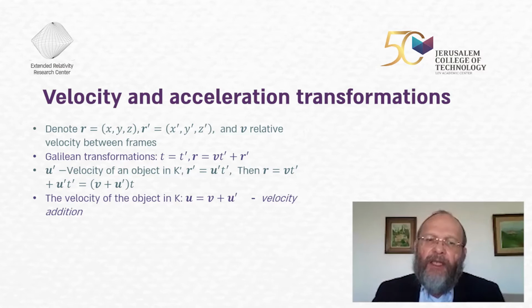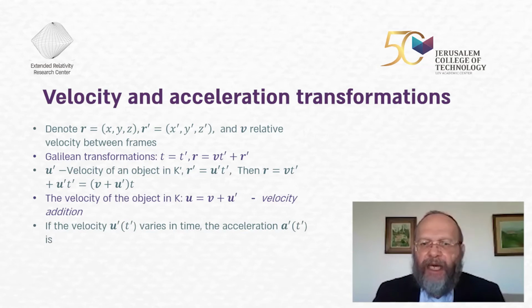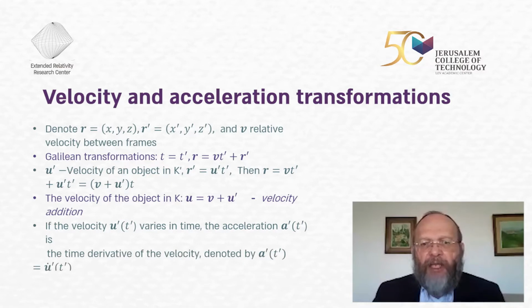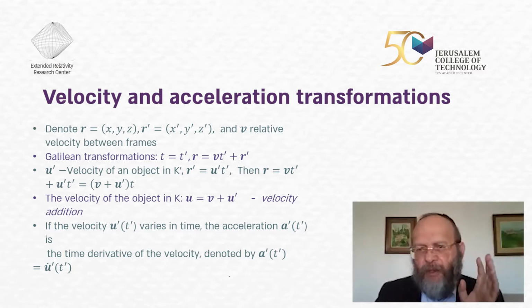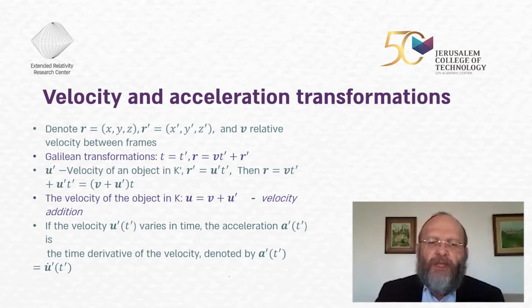Now, how do we define the acceleration transformation? If the velocity u prime varies in time, the acceleration is the time derivative of the velocity, denoted by putting a dot above the vector. A dot above the vector is the derivative. The primes here are not derivatives, they're primes. So differentiation in all our discussion today will be with respect to time, and it's denoted by a dot above the object which is differentiated.